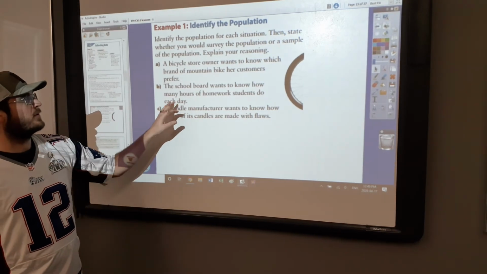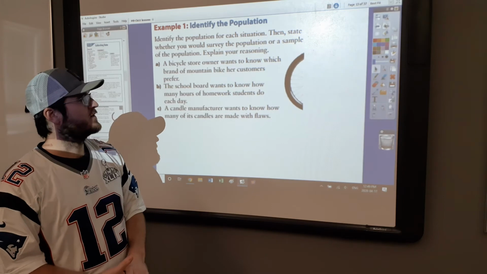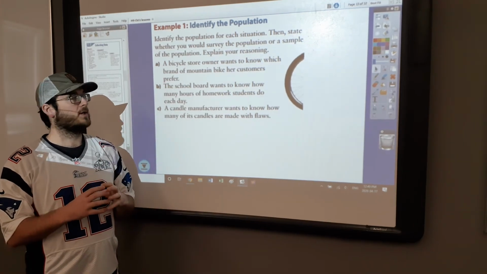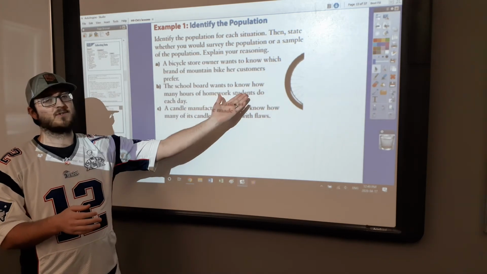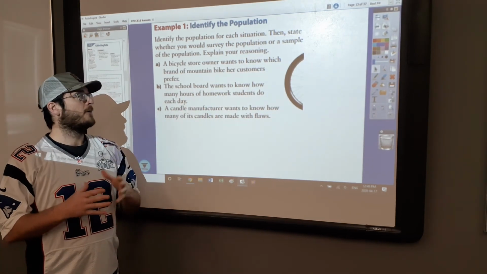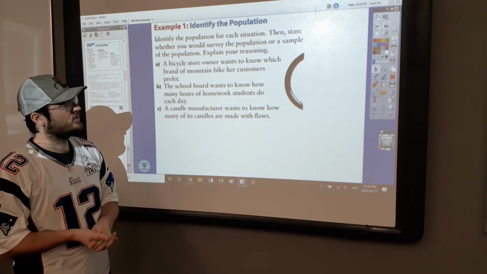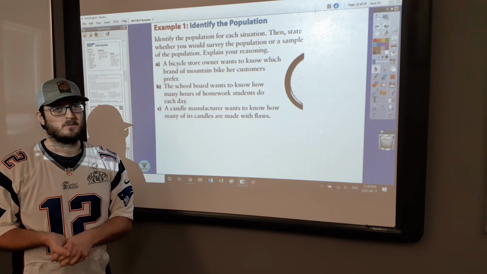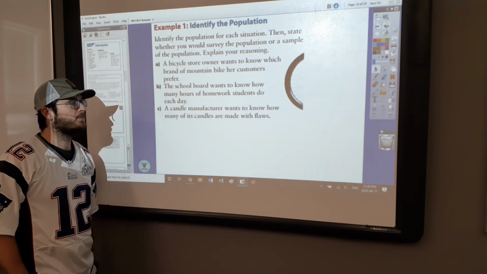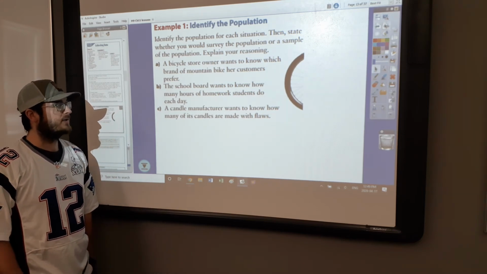School board wants to know how many hours of homework students do each day. Well, again, depending on the size of your school, most schools you would have no problem doing the whole population. The whole population would be students in the school, not in a different school, because it's the school board. They want to know the people inside that school. So it wouldn't be hard to do the whole population then, right? You've got everybody in the same building, you could survey them. So it wouldn't be outrageous to track down the whole population in that case.